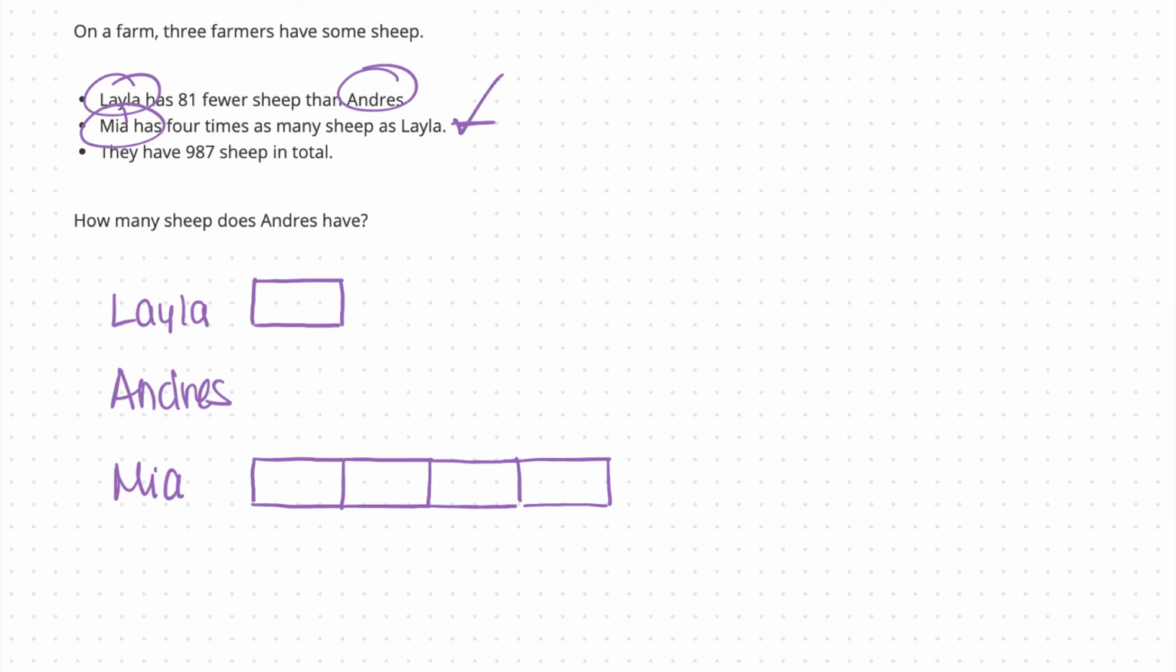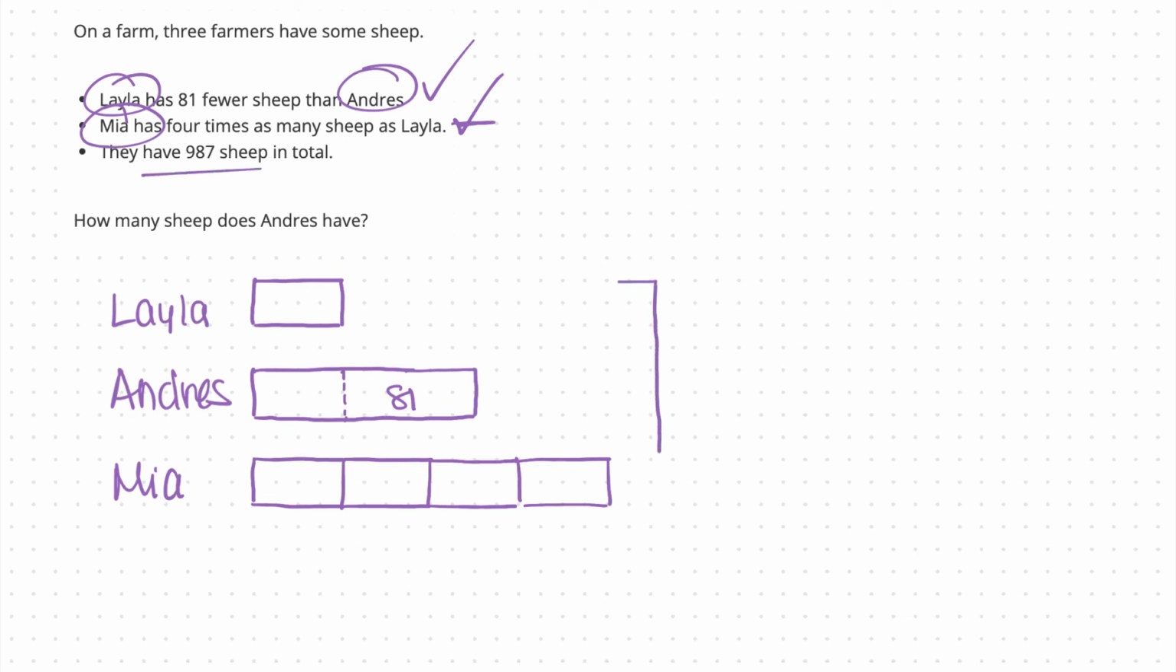So now let's look at the first sentence again. It says Layla has 81 fewer sheep than Andres, so that means Andres has more. So let's draw Andres' rectangle a little bit longer. Let's just make it like this, and it's longer by 81. So now this section here is 81, since it says Layla has 81 fewer sheep than Andres. And then we've done that sentence.